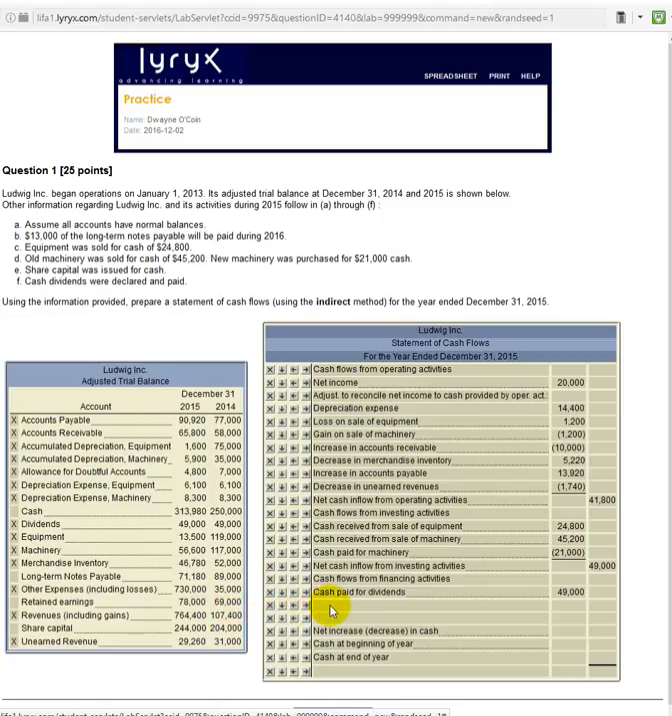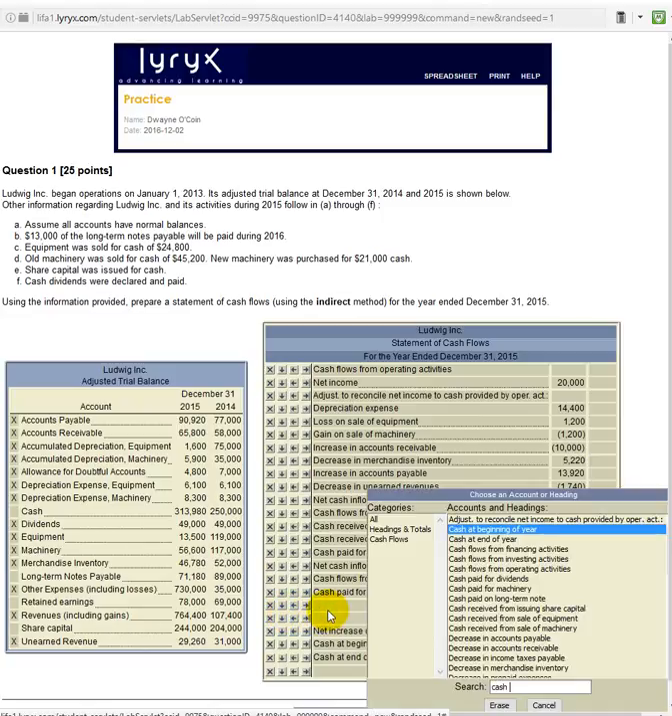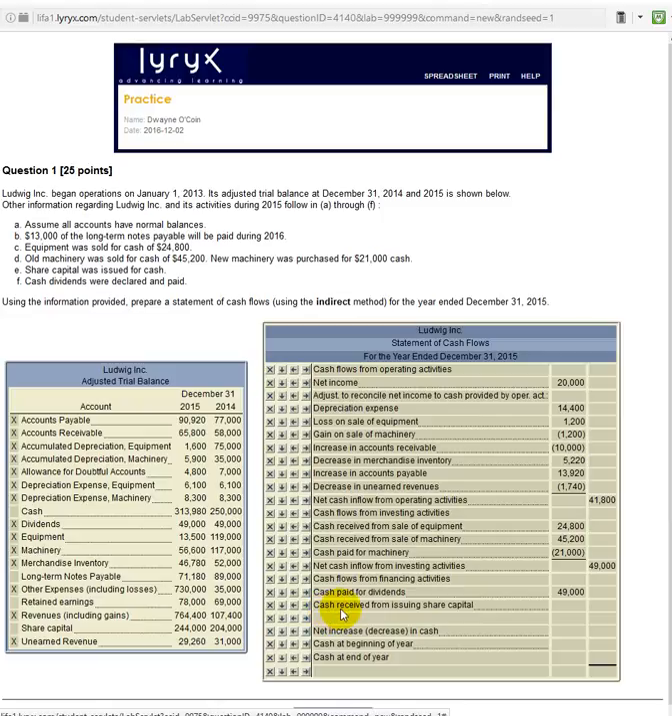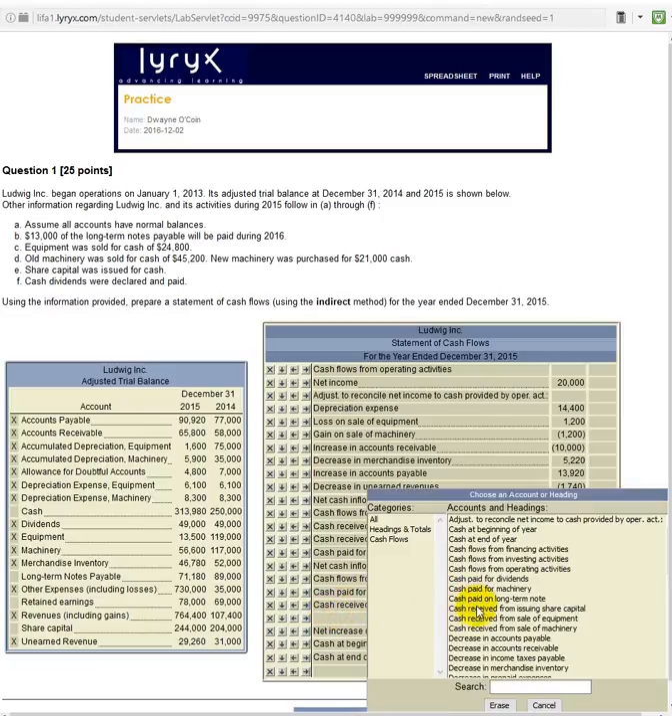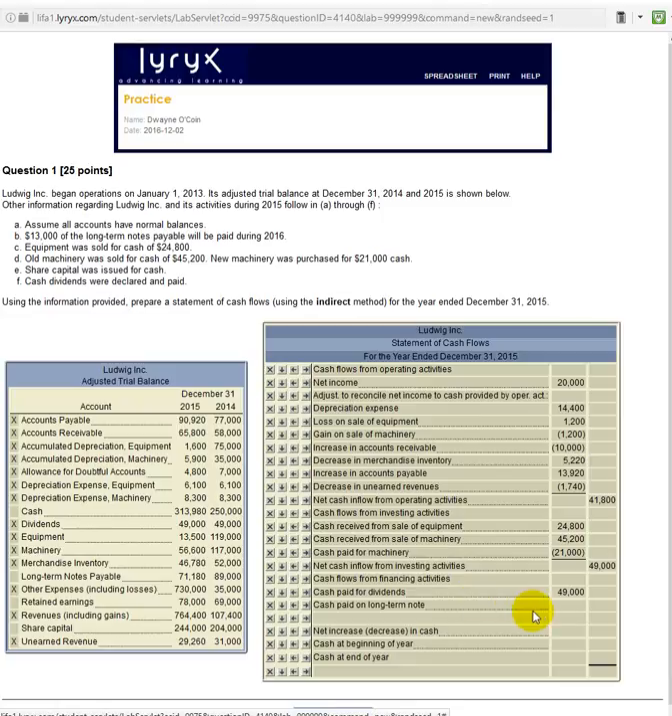to do that. So then the next item is long-term notes payable. We have information up here that says 13,000 of the long-term notes payable will be paid during 2016, but as we discussed before, that doesn't impact the cash flow statement. But we have reduced the value of the long-term notes payable from 89 down to 71. So that would be cash paid on a long-term note. Whoops, not on issuing capital. That's a different line. We want cash paid on long-term note. That's the one we want.